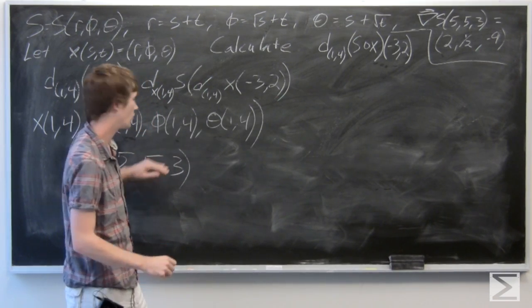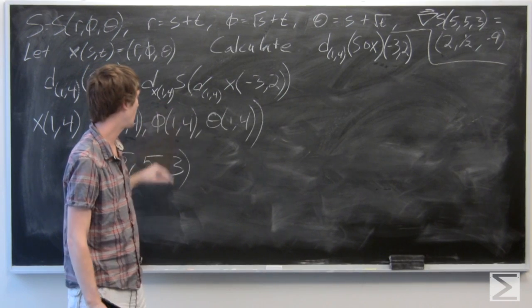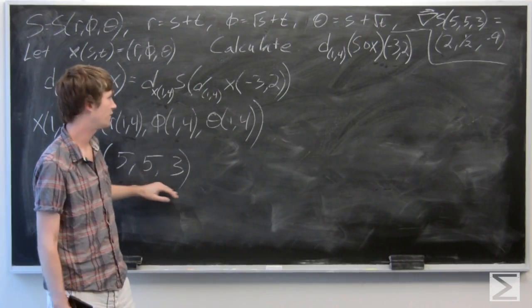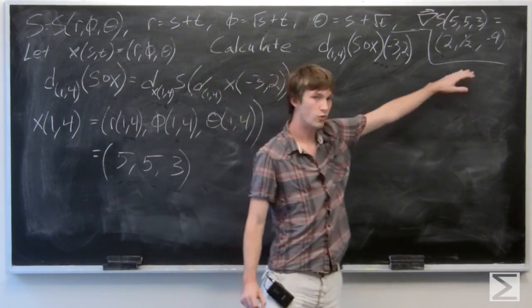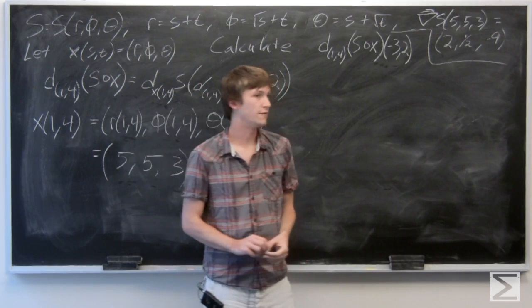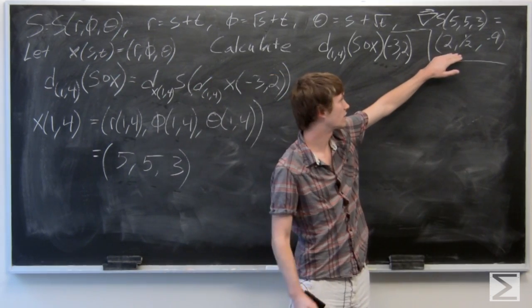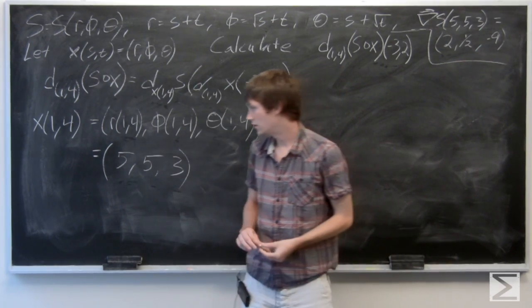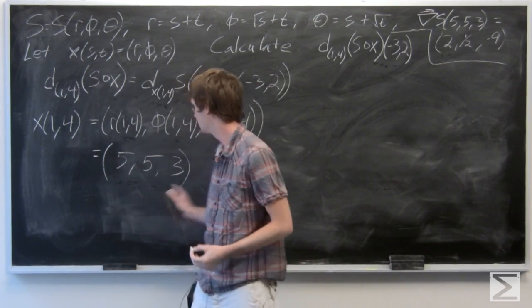So we see that we're going to be taking the total derivative of s at the point 5, 5, 3. And we're also given that the gradient vector of s at the point 5, 5, 3 is equal to the vector 2, 1 half, negative 9. So that's going to be useful to know.